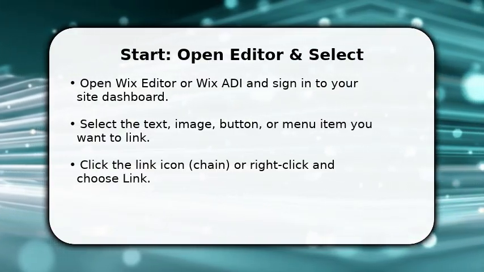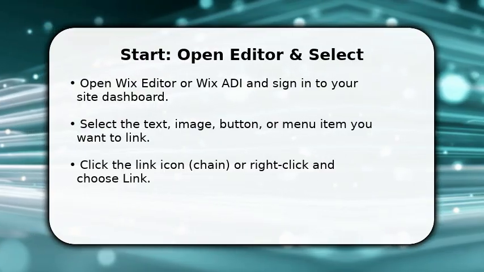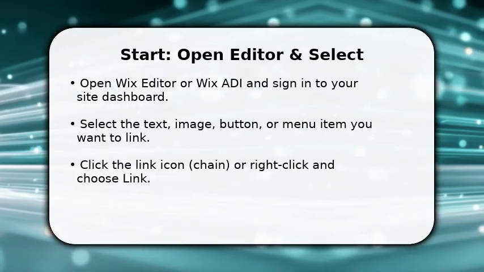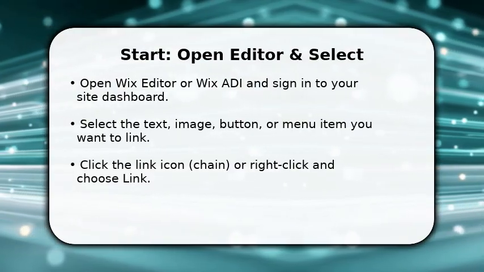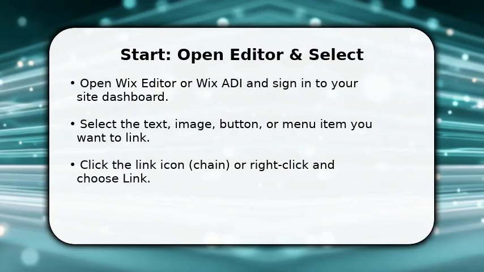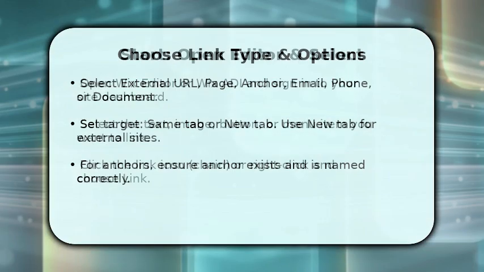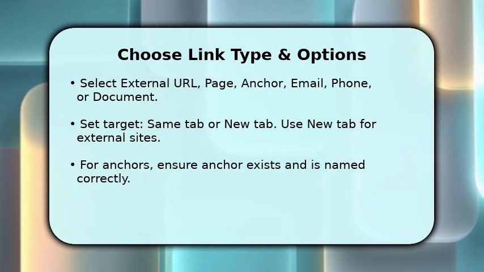Once done, give the link a clear URL or target. This reduces broken links and helps users know what to expect. Make sure you save progress before moving to advanced settings so nothing is lost. Now choose the precise link type and configure options.